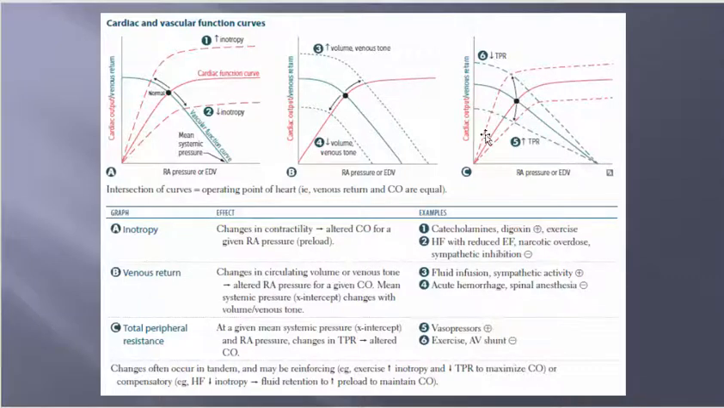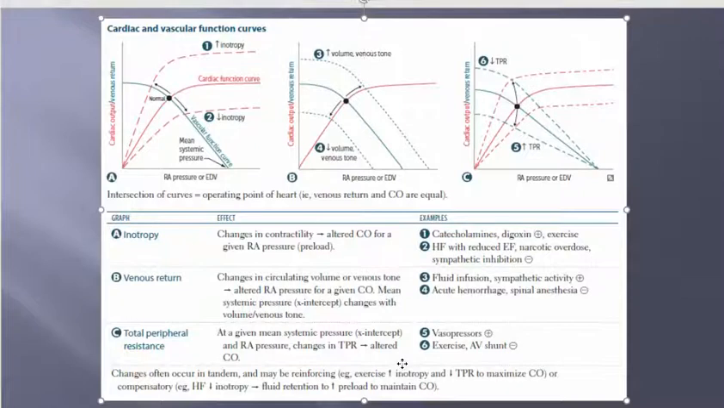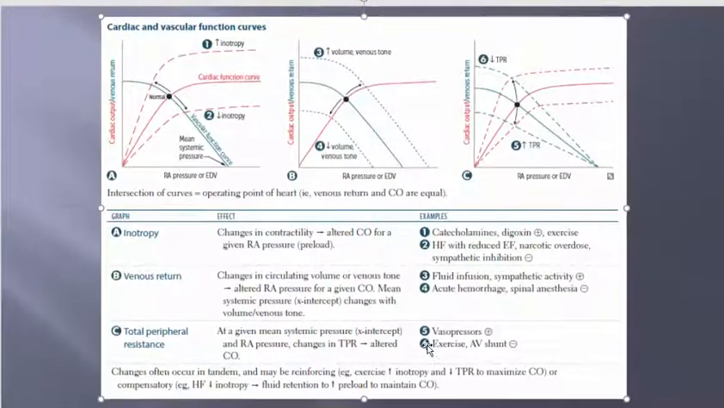So notice the cardiac output is going down on each of these. Changes often occur in tandem, and may be reinforcing when you increase exercise, inotropy, and total peripheral resistance to maximize cardiac output. Or it may compensate. Heart failure will decrease inotropy, therefore you have fluid retention to increase your preload and maintain your cardiac output. So there you go, cardiac output.